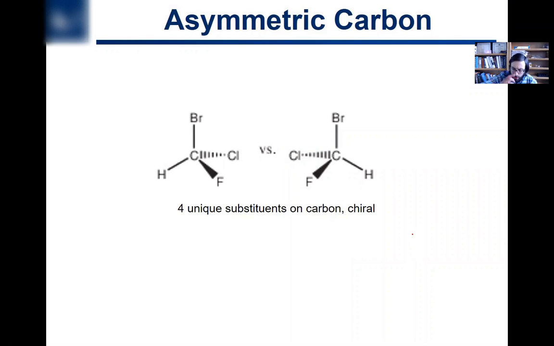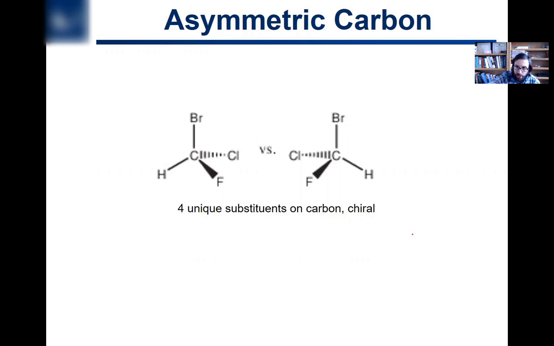You probably also learned in organic chemistry that asymmetric carbons are what you need to be chiral. And yeah, that's true. An asymmetric carbon, meaning a carbon with four unique substituents on it, will be chiral, like bromochlorofluoromethane. But there are other molecules in organic chemistry that are chiral that do not have asymmetric carbons.